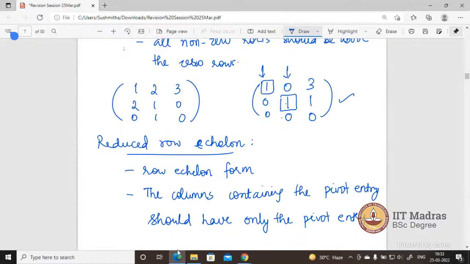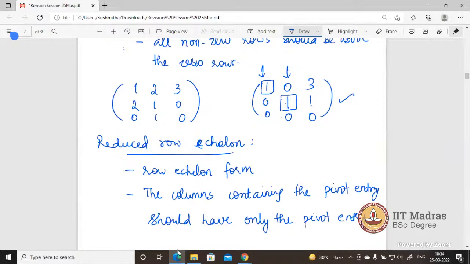So, ma'am, in that case, since the last column is not having a pivot, I need not reduce it further. You cannot do anything further, right? Otherwise, it will not be in row echelon form. This is the final form, no? The last row is already 0. But there is no pivot for row 3. It doesn't matter because it's a 0 row.